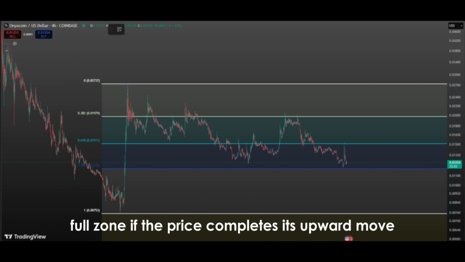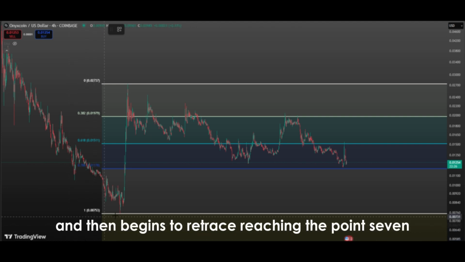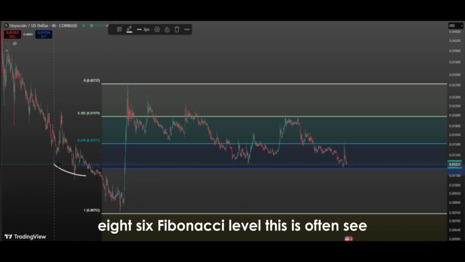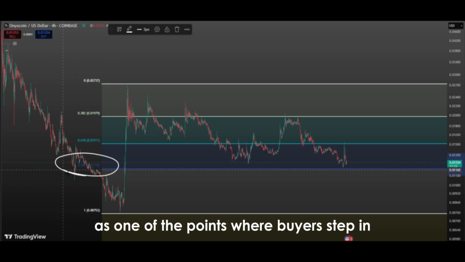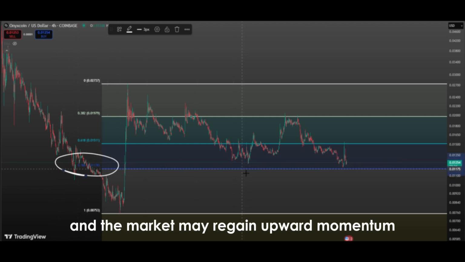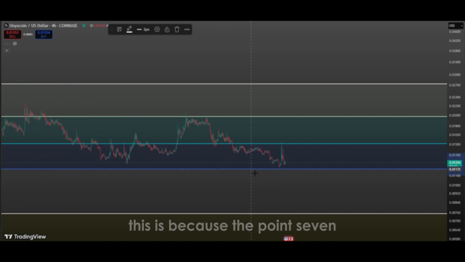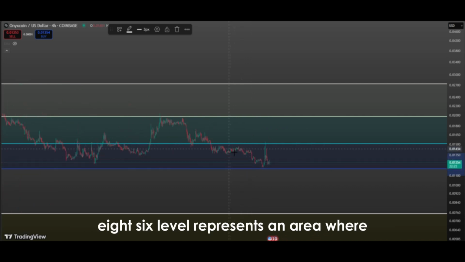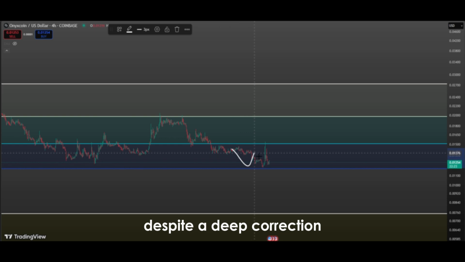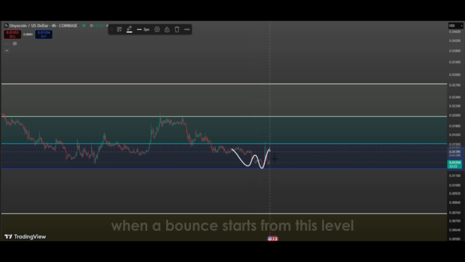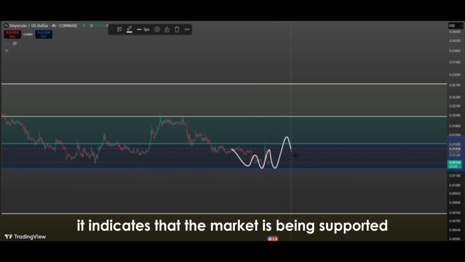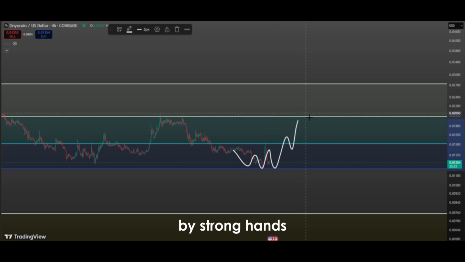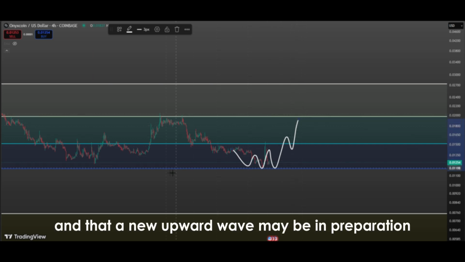If the price completes its upward move from bottom to top and then begins to retrace, reaching the 0.786 Fibonacci level, this is often seen as one of the points where buyers step in. Selling pressure eases and the market may regain upward momentum. This is because the 0.786 level represents an area where, despite a deep correction, the uptrend is still intact. When a bounce starts from this level, it indicates that the market is being supported by strong hands and that a new upward wave may be in preparation.